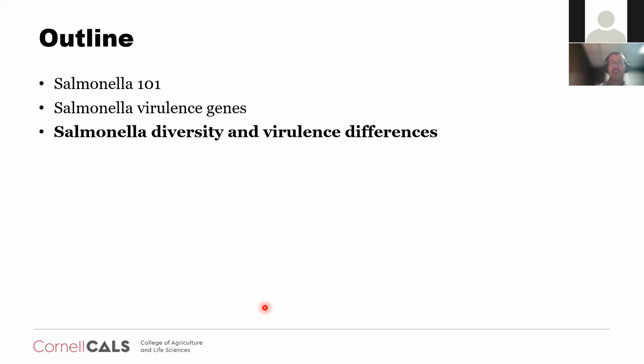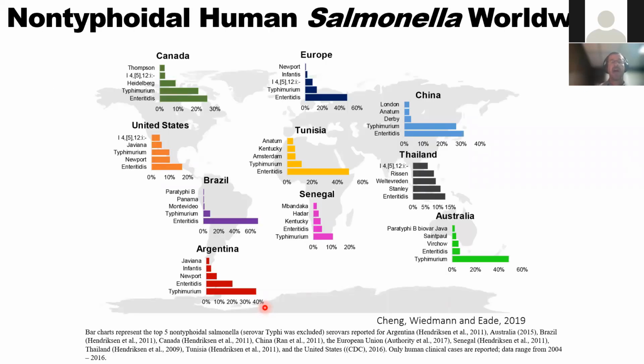So how do we use this information on diversity and virulence differences? First, let's talk a little bit about global diversity. These are the top 5 Serovars in different countries, regions of the US, regions of the world. You can see a couple of things: Typhimurium and Enteritidis are high up globally. These are some of the global high priority Serovars. But then some of the other ones will differ.